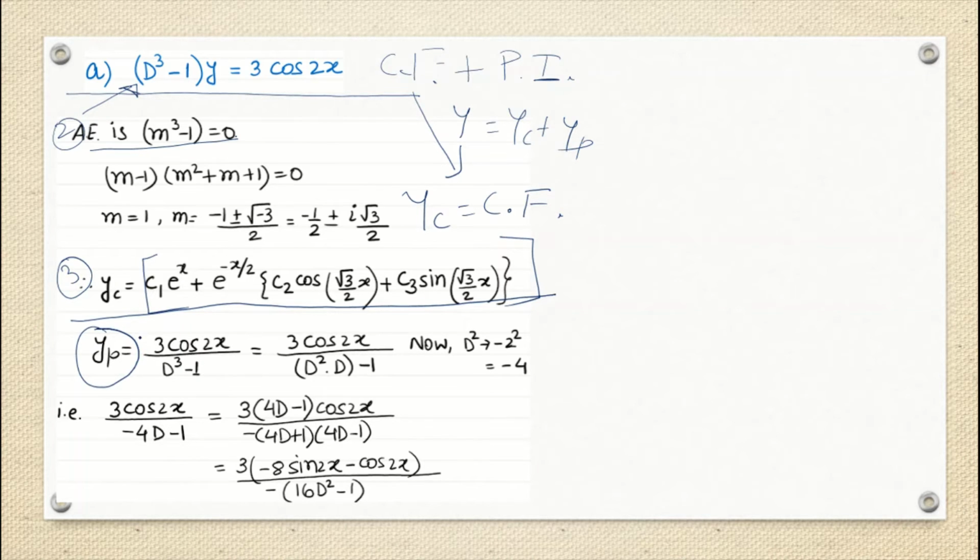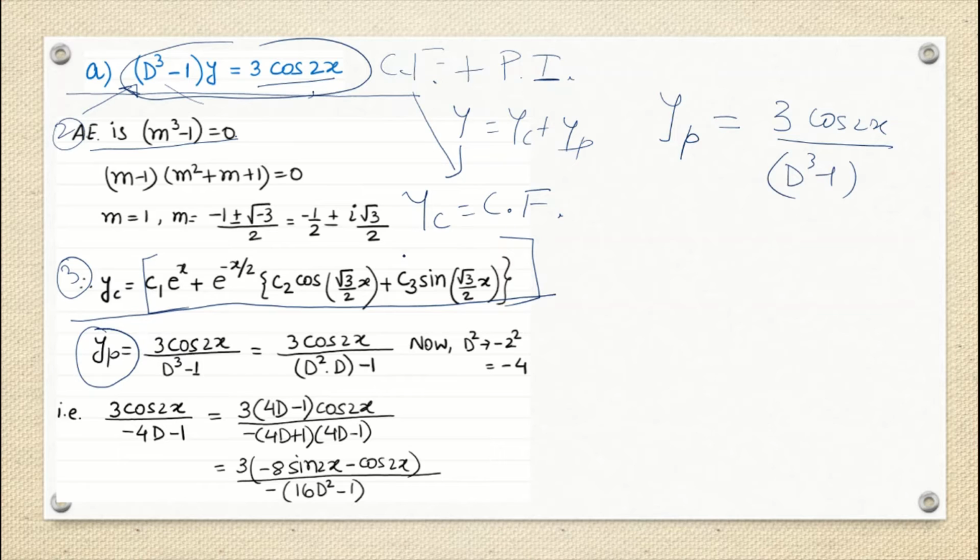So yp is what? From this step only you will start finding yp. If this y is yp, then yp will be what? Right hand side divided by left hand side. Yp is 3 cos 2x divided by d cube minus 1. Fine. So that only we have written down here.